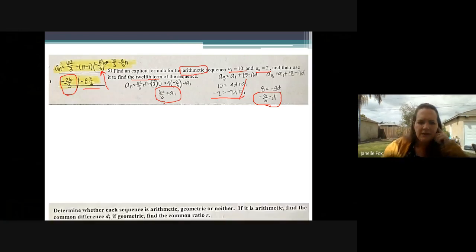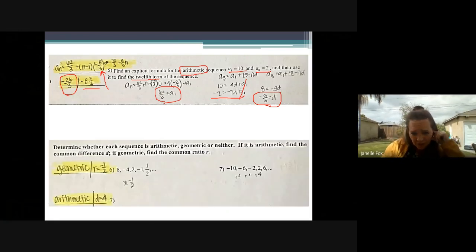All right. Okay, for the next 2 questions, we're trying to decide if the sequence was arithmetic, geometric, or neither, and then if it was, to find the details about it. So when I looked at question number 6 right here, it went 8, -4, 2, -1, 1/2. It did look like we were multiplying by the same thing each time.